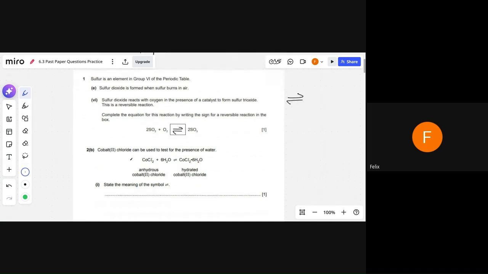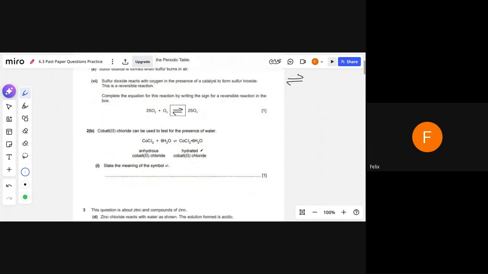And now the next one is cobalt(II) chloride can be used to test for the presence of water, and state the meaning of the symbol. Yeah, again, this is another question. And here it means a reversible reaction, right? Okay, so I hope this is clear.